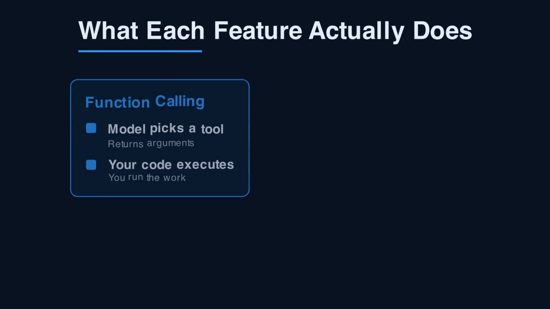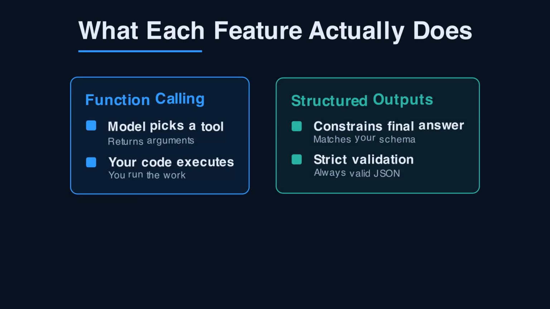Here's the core distinction. Function calling lets the model decide to invoke a tool you defined, and it returns a JSON object of arguments for that tool. The model does not run anything. Your code executes the function and feeds the result back. It's about taking actions, like querying a database or calling an API.